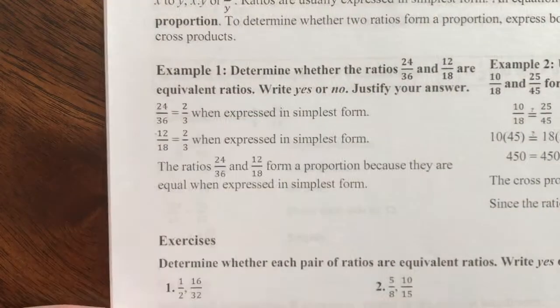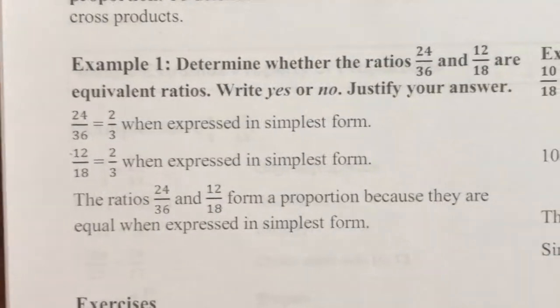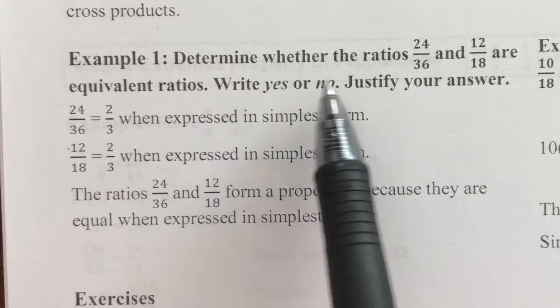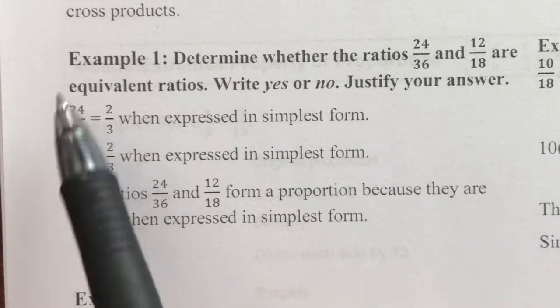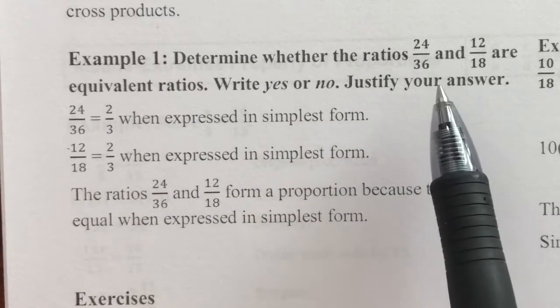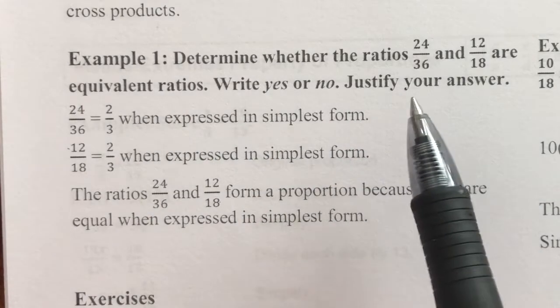So here's the first example. Example 1, determine whether the ratios 24 over 36 and 12 over 18 are equivalent. Write yes or no and justify your answer. Justify your answer just means show your work.